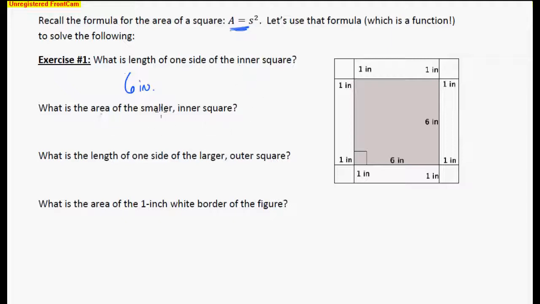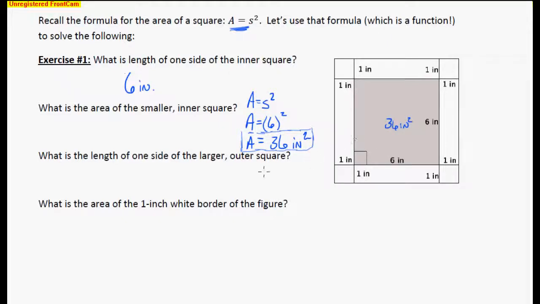All right, and what is the area of the smaller inner square? Okay, so there's where I need my formula. So I'm going to start with writing the formula, A equals s squared, and I'm going to plug in the information that they've given me. They gave me that the side is equal to 6. If I square 6, that just means 6 times 6, which is 36 inches squared. And remember, a little review for you, whenever you're talking area, your units are always squared. Okay, so there's the area of the inner square, and I'm just going to go ahead and put 36 inches squared right in the middle there.